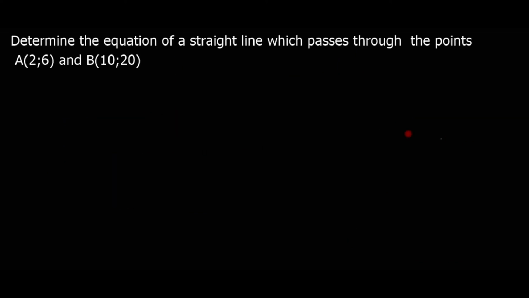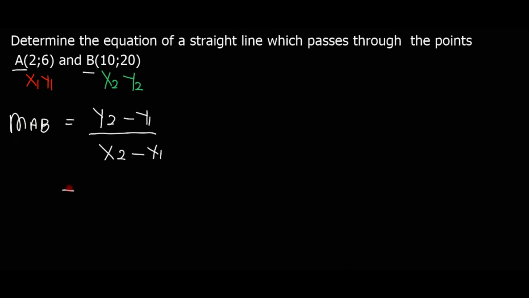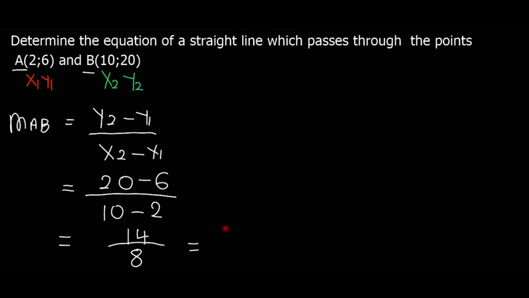The question says: determine the equation of a straight line which passes through the points A and B. We are given two points. The first thing is to find the gradient. Let's say this is x1 and y1, and this is x2 and y2. The gradient of AB is (y2 - y1) / (x2 - x1) = (20 - 6) / (10 - 2). 20 minus 6 is 14, and 10 minus 2 is 8, so 14/8, which is 7/4.